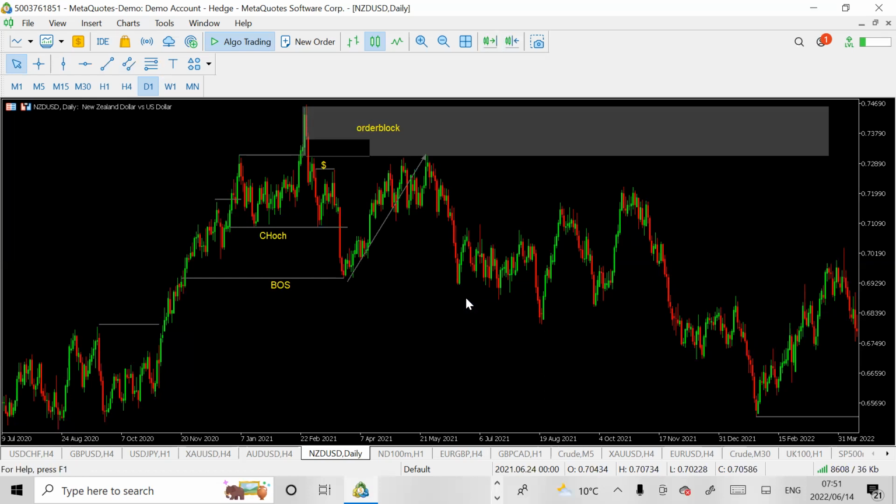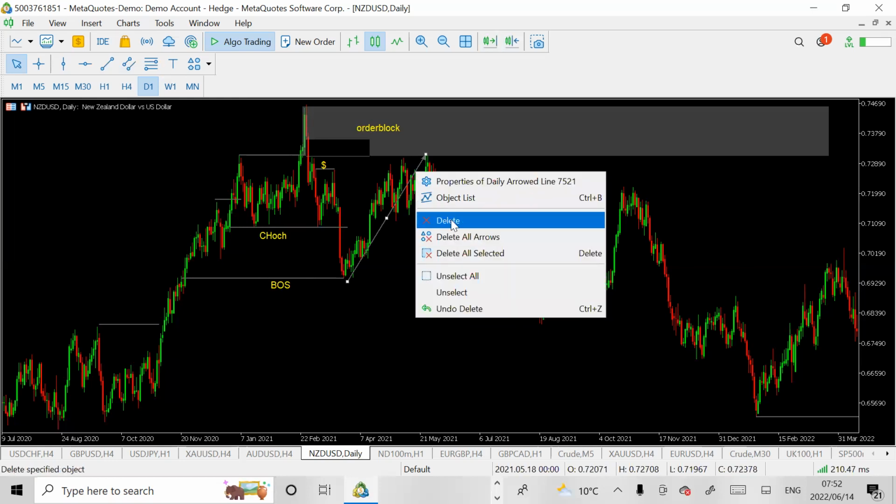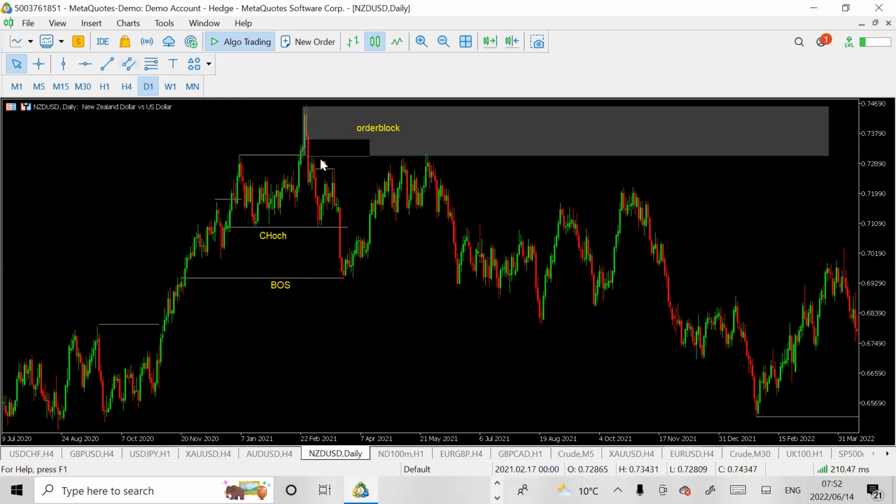Which confirmation is that? A CHoCH, yeah, that's the first confirmation. Which other confirmation does it give you before you take an entry? Returning to the order block. Exactly, returning to the order block. That's what we call a confirmation entry. So what we saw was a return to the order block.